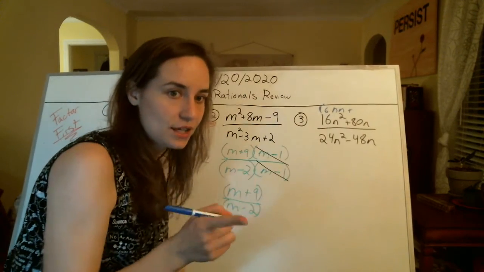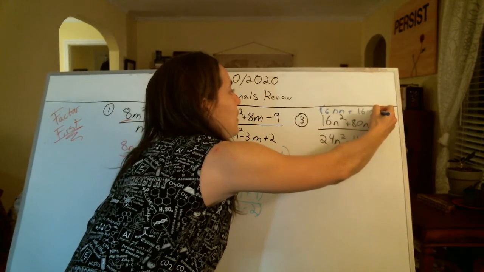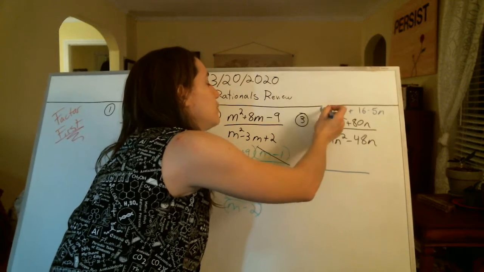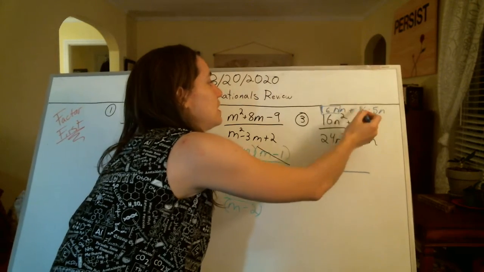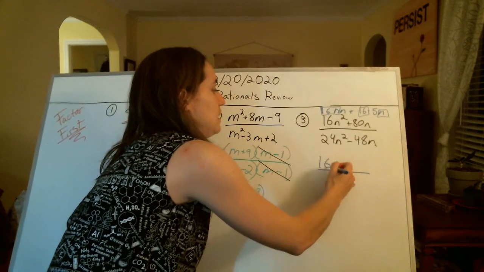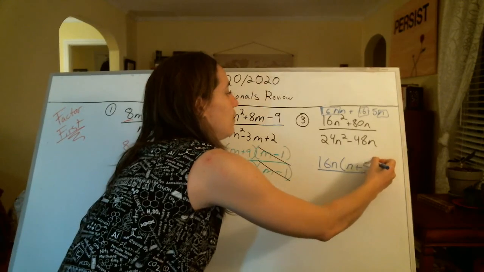plus. Now this one's tricky. You always have to check it. 16 times 5n. Yeah, I know. 16 gets weird. So our greatest common factor is 16n. 16n, leaving us n plus 5.